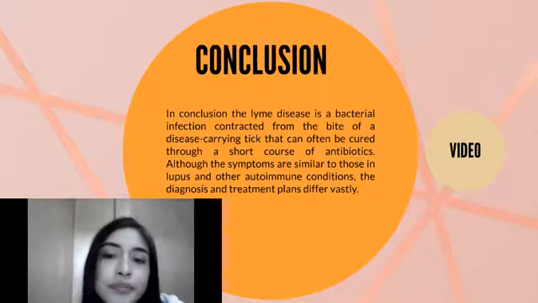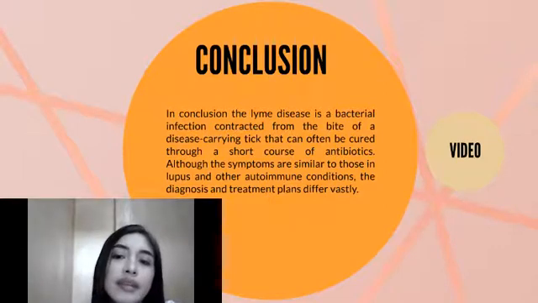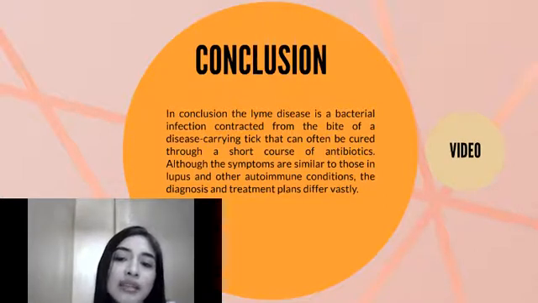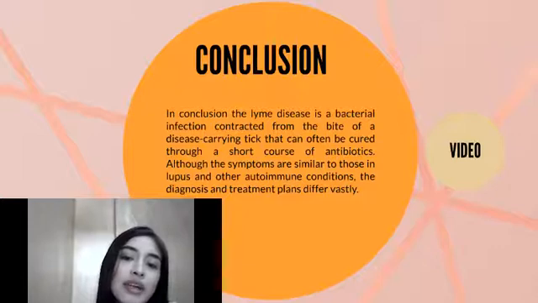In conclusion, the Lyme disease is a bacterial infection contracted from the bite of a disease carrying that can often be cured through a short course of antibiotics. Also, the symptoms are similar to those in the lupus and other autoimmune conditions. The diagnosis and treatment plan differ vastly.